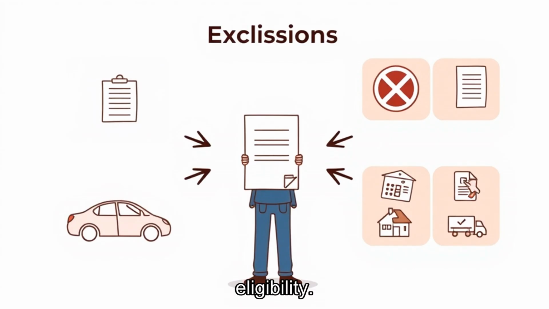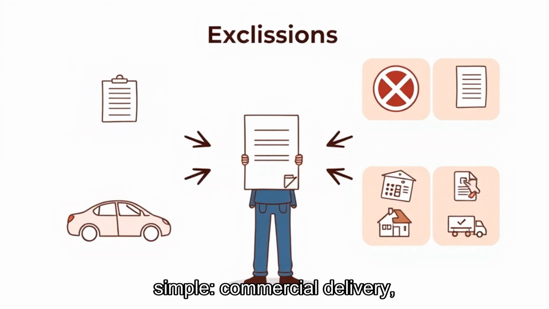Auto policies can exclude certain drivers or uses. The practical engine is simple: commercial delivery, racing, unlicensed drivers, or unauthorized users may fall outside personal coverage. Picture a personal car used for paid deliveries having a claim questioned. Once you see that, use of the vehicle matters as much as ownership.